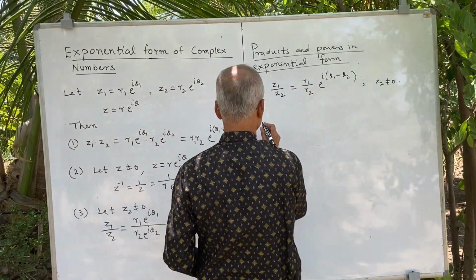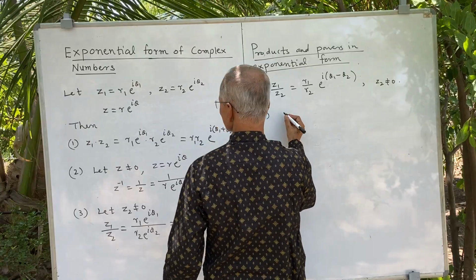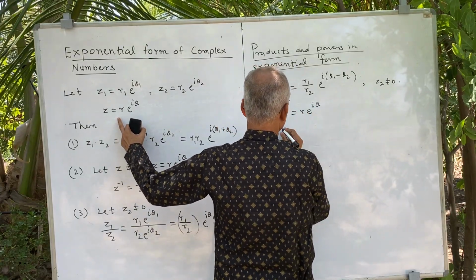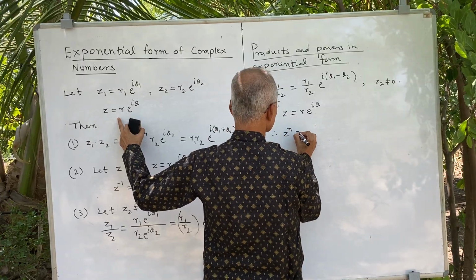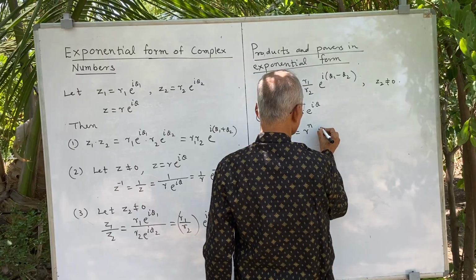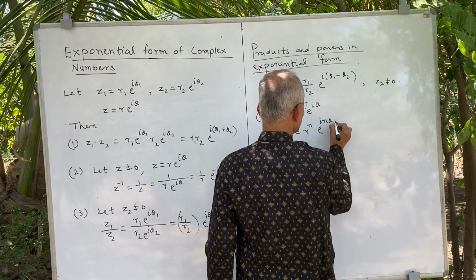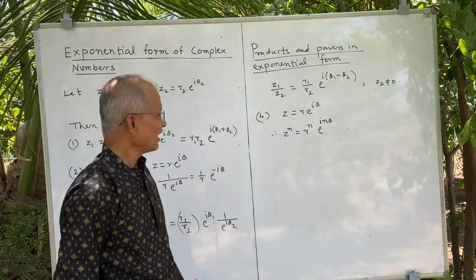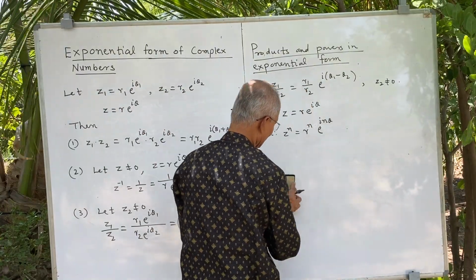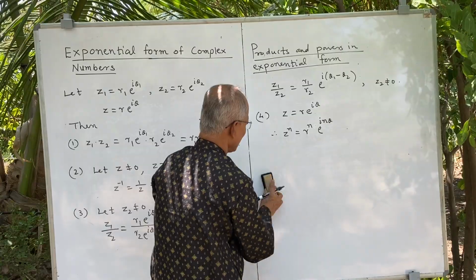can be now written as z is equal to r e power i theta, and therefore z raised to n is equal to r raised to n, e power i theta raised to n can be written as e power i n theta. And now we shall write an important result which is known as de Moivre's formula.